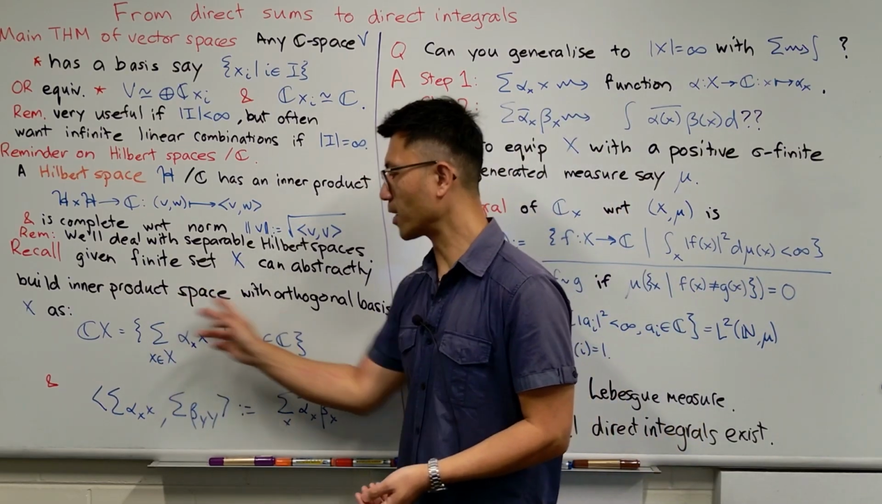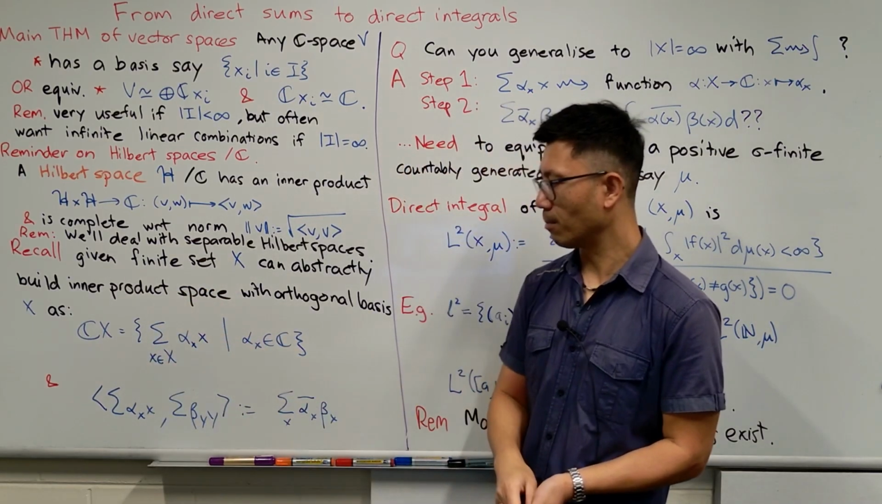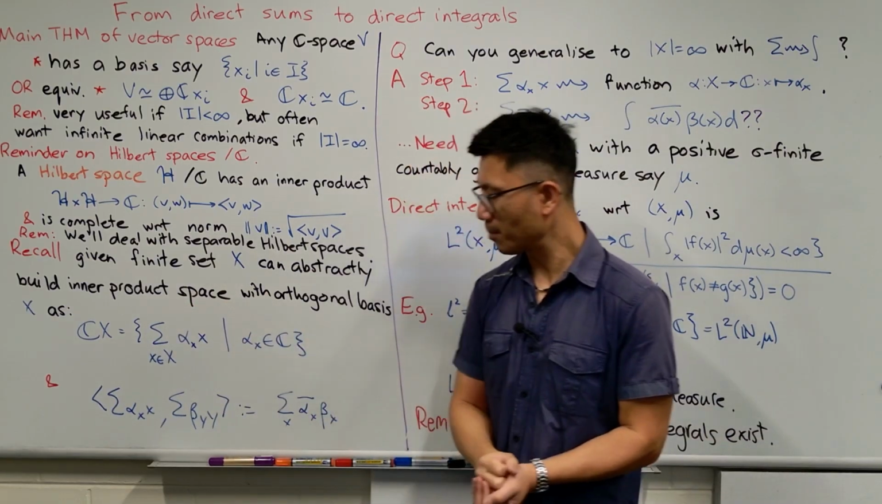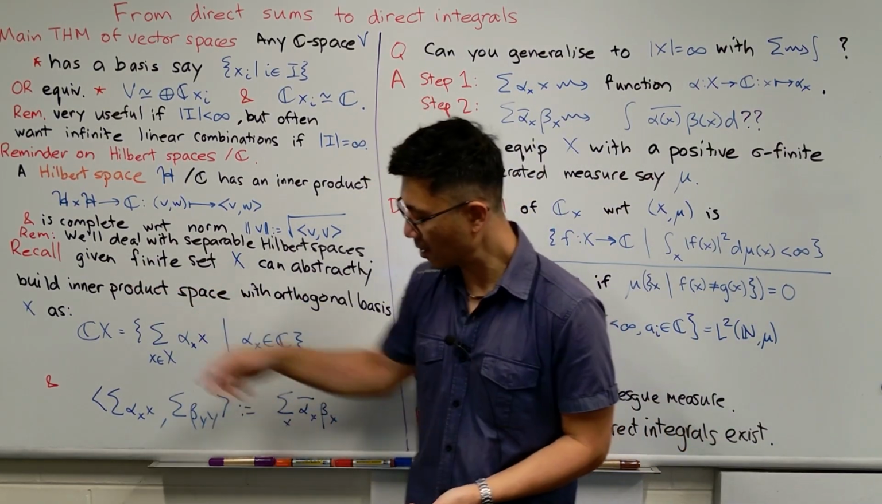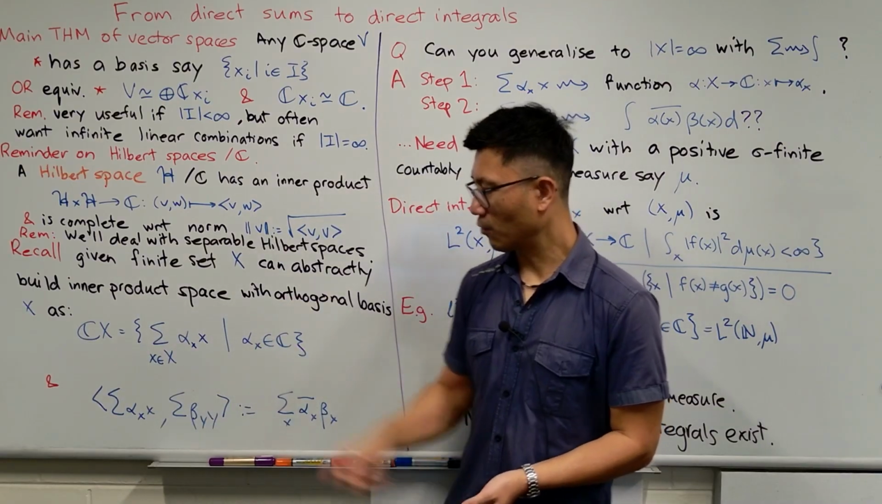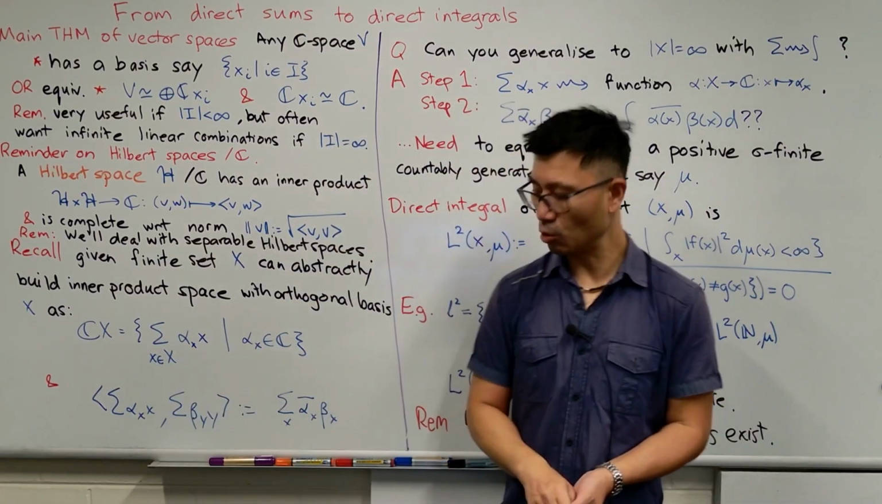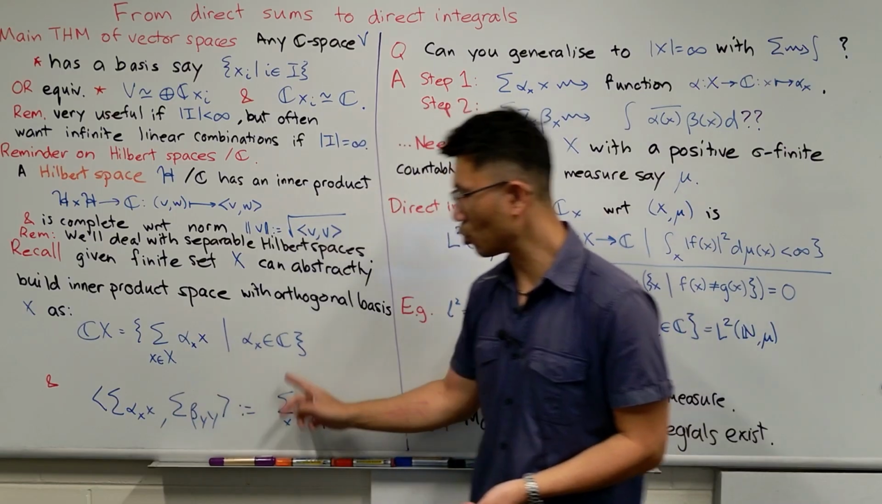Of course, this is a vector space. You can add and scalar multiply elements inside here. And the only other thing that we need to make it an inner product space is the inner product. And so if you're given two of these sums, you define the inner product in the usual way.